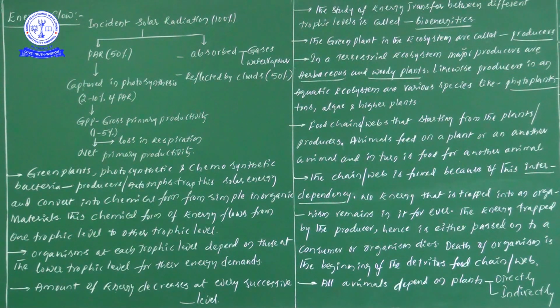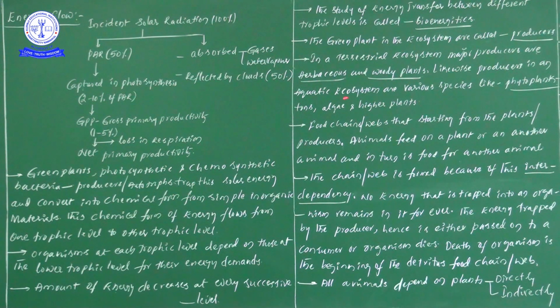Don't forget, in a terrestrial ecosystem, major producers are herbaceous and woody plants. Herbaceous plants and woody plants contribute the major portion in a terrestrial ecosystem. Likewise, if you take a terrestrial ecosystem, the major producers are herbaceous plants and woody plants.